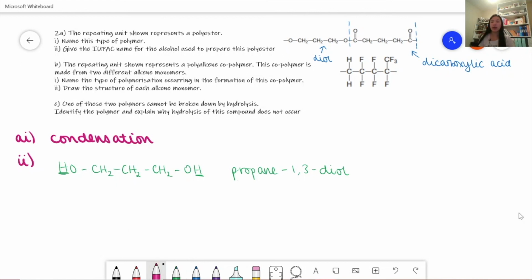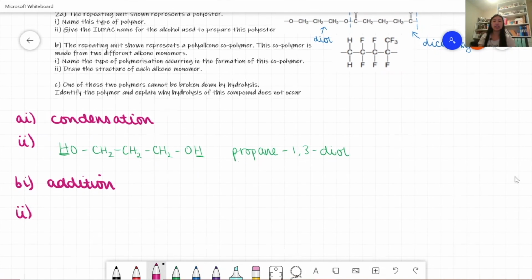And then for Bi, the repeating unit shown represents a polyalkene copolymer, and this copolymer is made from two different alkene monomers. So first we need to name the type of polymerization occurring, and so the other type of polymerization is addition, and this is when we add up loads and loads of alkene monomers to form a long chain molecule, which is a polyalkene.